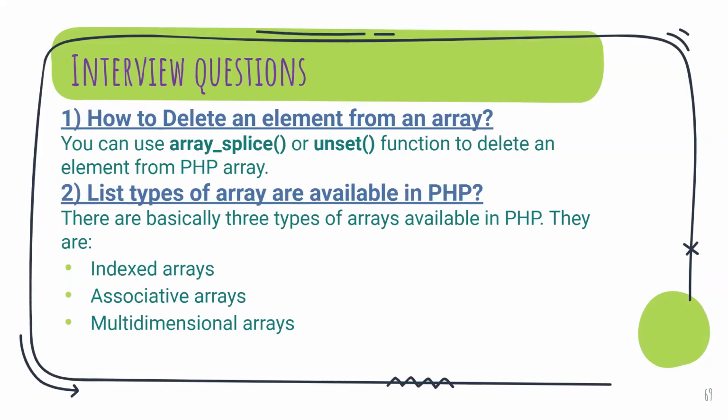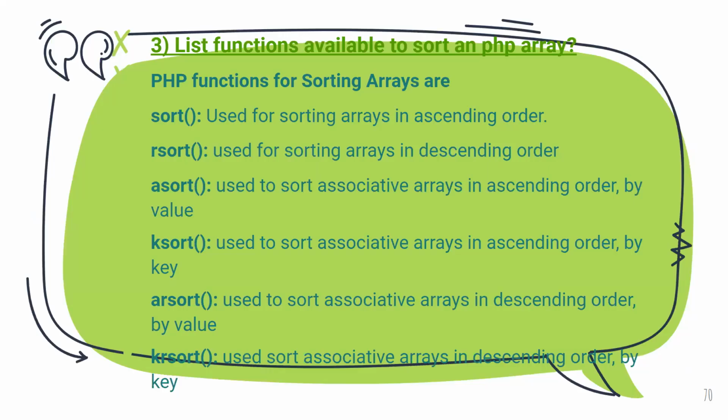Coming to interview questions, how to delete an element from an array? We have discussed earlier, we can use array splice for it, and also there is another function called unset. Using any of these functions, we can delete an element from the array. And also, what are the different types of arrays present? We have 3 different types of arrays: index, associative, multi-dimensional. Yeah, and the list of functions we have already discussed: sort, rsort, asort, ksort, arsort, krsort.